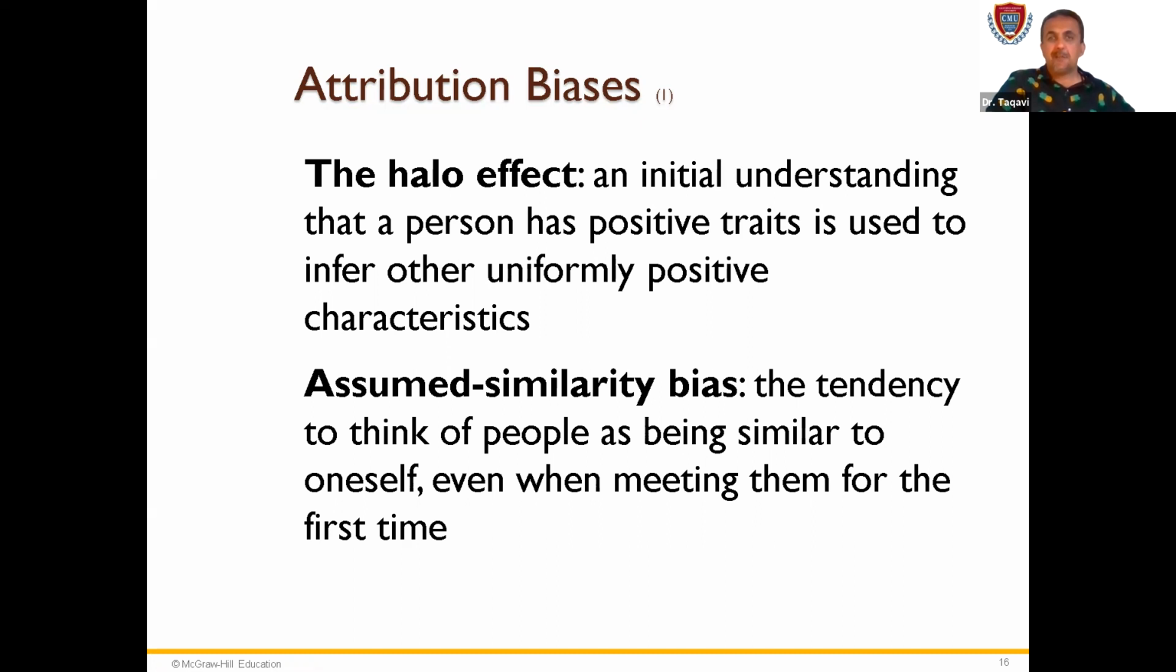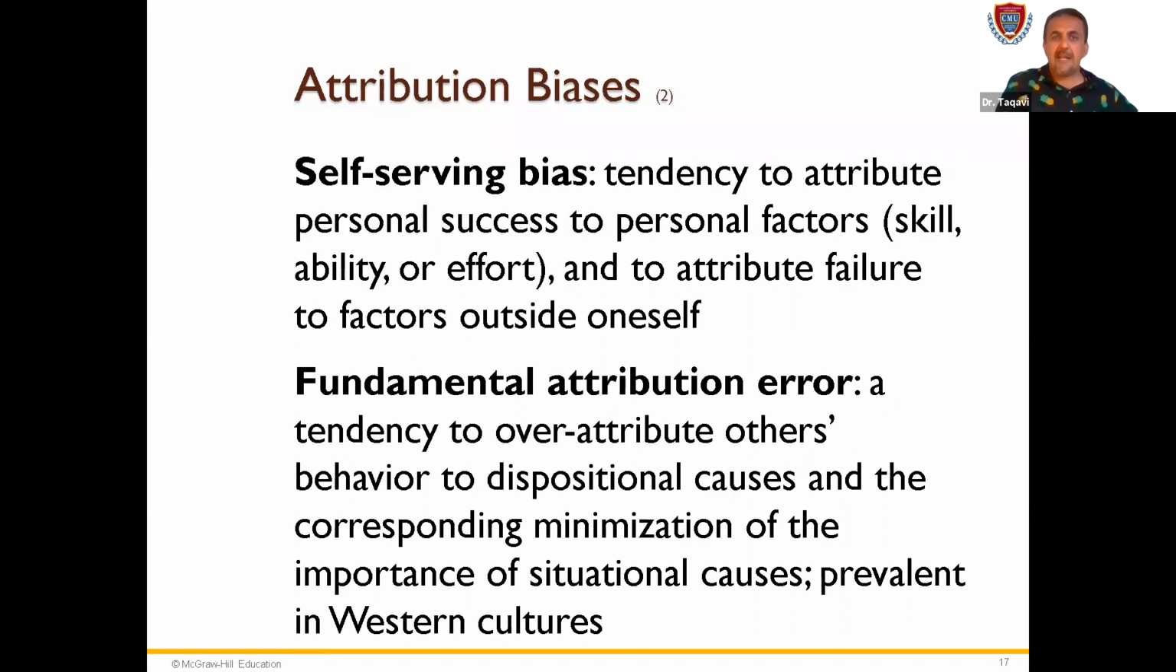You see attribution biases. You see that? Yes, she or he is like me, similar to me. It is assumed similarity bias. It's not real similarity. You have assumed that there are many similarities between me and, for example, him or her. And sometimes love at first glance is created in such a position. And self-serving bias, another bias, is the tendency to attribute personal success to personal factors, skill, ability, or effort, and to attribute failure to factors outside oneself.